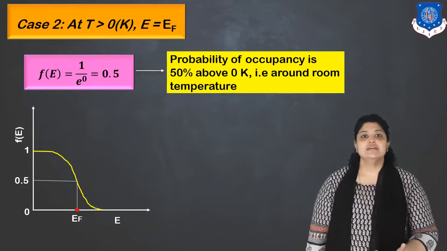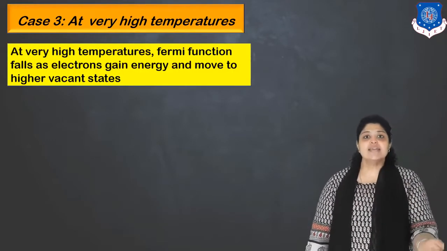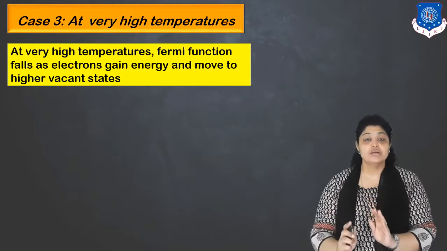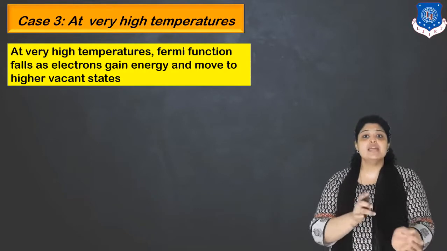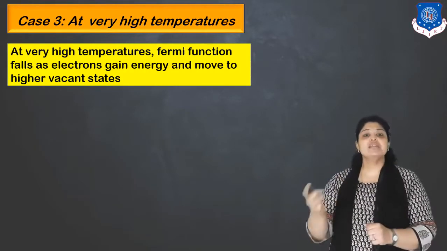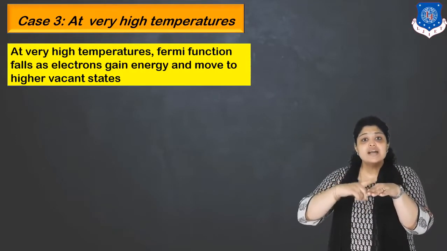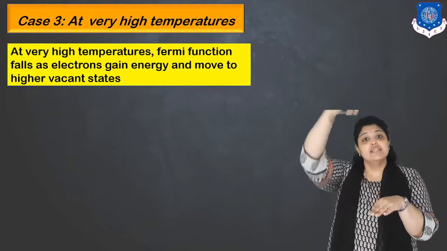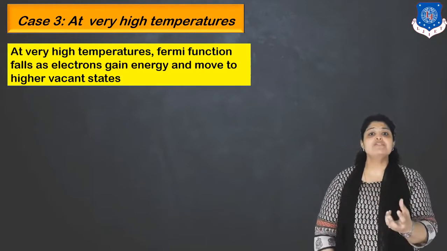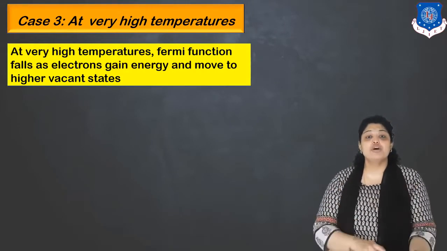Now let us consider the next case, that is very, very high temperatures. The earlier case we considered T approximately room temperature, so there is a possibility of E being equal to EF. But if we consider very high temperatures, we can never have the energy equal to EF because EF is a fixed value. And because we are considering very high temperatures, the energy difference between E and EF will be very high. And what happens at very high temperatures? We say that the probability function will fall.